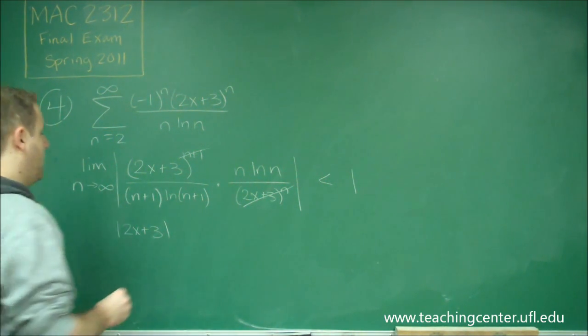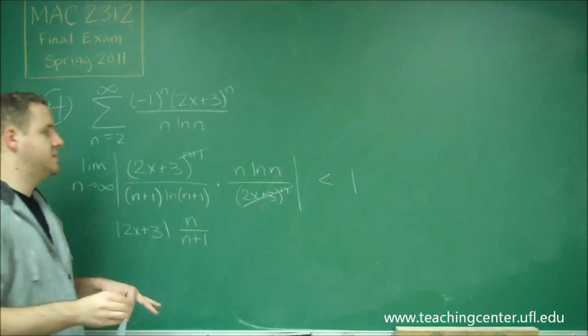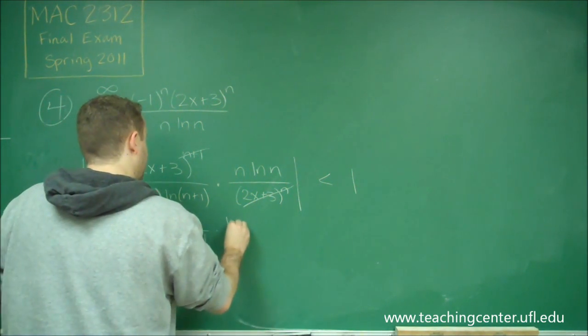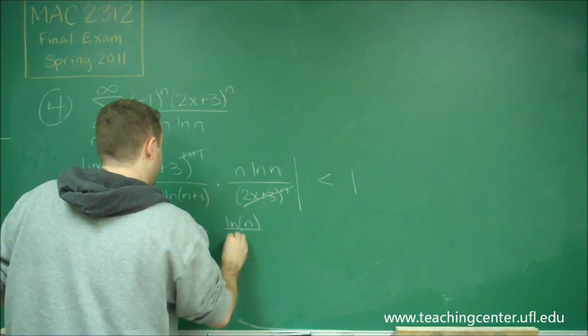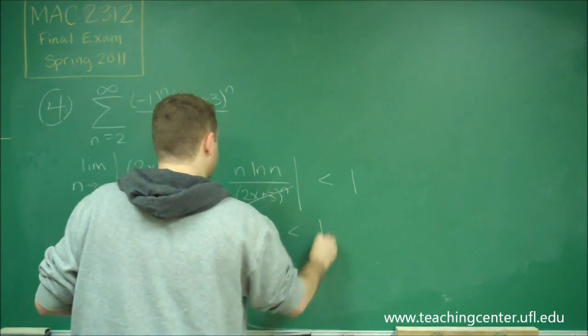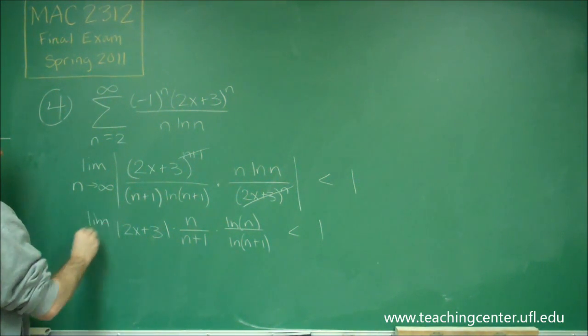So what do we have left? We have n over n + 1. I'm grouping the n terms together and the ln terms together, times ln n over ln(n + 1). And we want this all to be less than 1, as the limit as n goes to infinity.